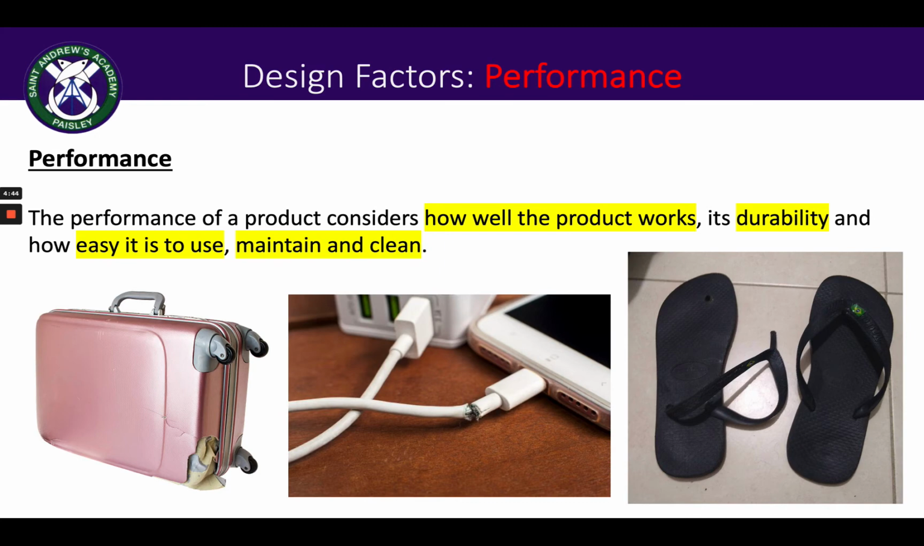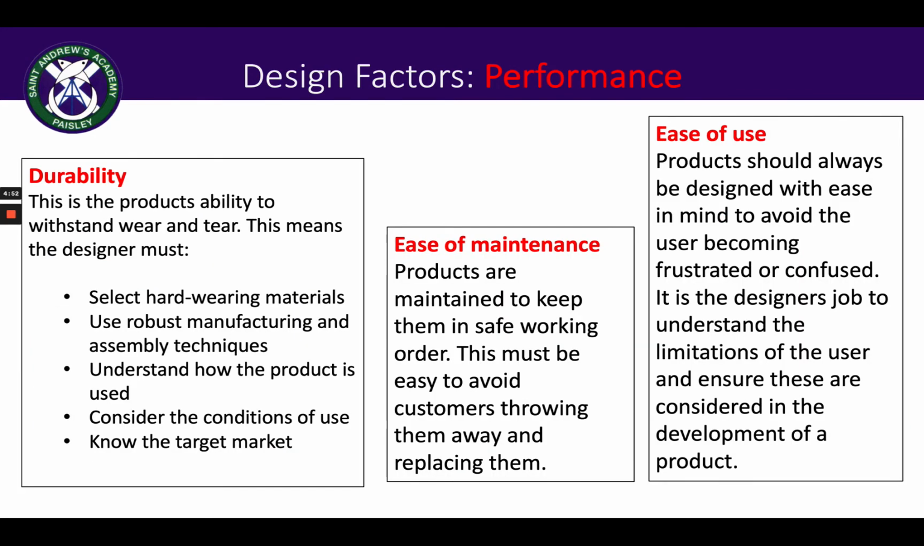So what we need to think about is how well is this product actually performing and how long will it last. The 3 different things you can talk about when you're asked a question about performance is how durable the product is. This is the product's ability to withstand wear and tear. And that means that the designer must select hard-wearing materials, use robust manufacturing techniques to assemble the thing, understand how the product is used, consider the conditions of use, and know the target market for it.